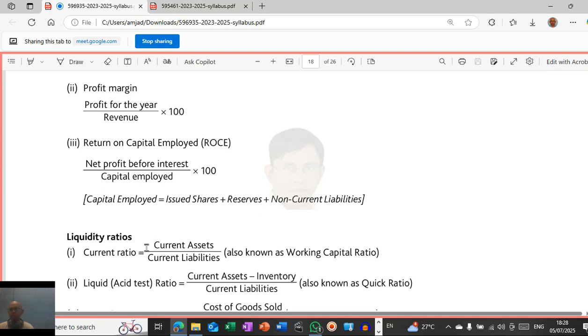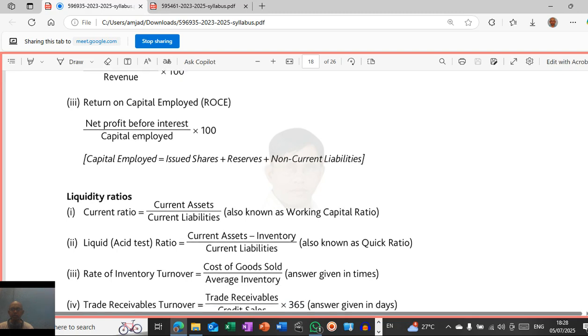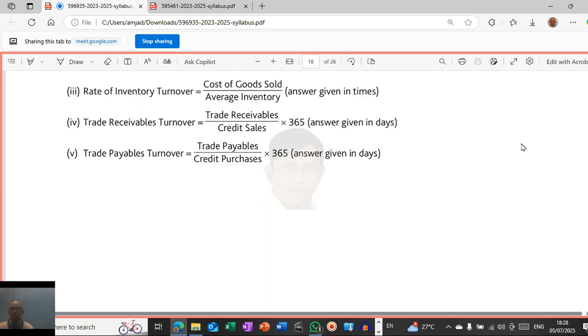Current ratio is current assets upon current liabilities, also known as the working capital ratio. Liquid asset test ratio is current assets minus inventory, so only inventory is excluded from current assets, upon current liabilities, also known as the quick ratio. Then rate of inventory turnover is cost of goods sold upon average inventory, and whatever answer you give has to be in times.